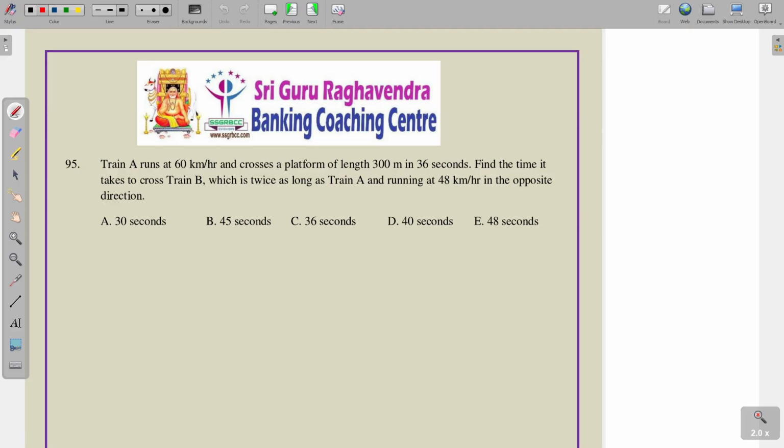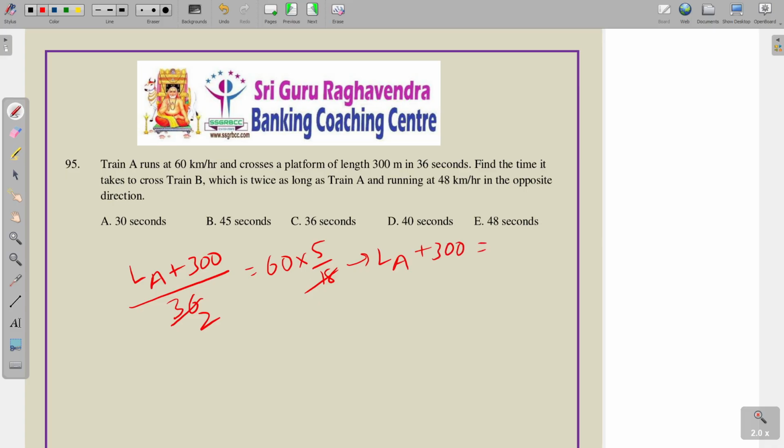Okay, in that question, train A runs at 60 km per hour and crosses a platform. The distance is the length of train A plus the platform length, and distance by time equals velocity. It is in meters per second, and this is in kilometers per hour. So now convert this by multiplying by 5 by 18. So the length of train A plus 300 equals 300 into 2, which is 600, which means the length of train A is 300.